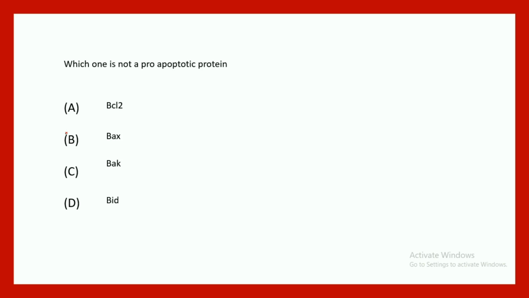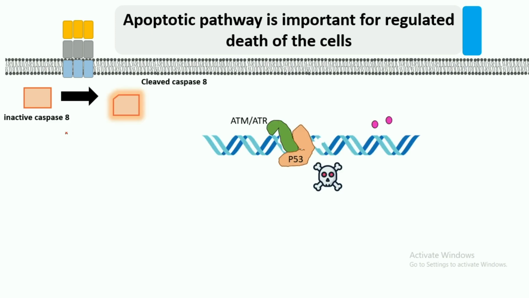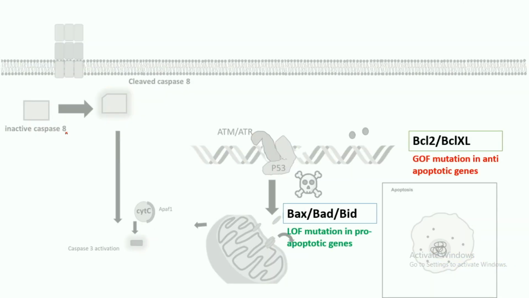Then which one is not a pro-apoptotic protein? That means which one of these proteins does not lead to apoptosis directly. So let us review the process of apoptosis. Apoptosis can take place by external signal or internal signal. You can see here apoptosis undergoing by cleavage of caspase 8, or there could be DNA damage which might lead to pore formation in the mitochondria, and here come BAX, BAK, BID, all of these proteins actually help to form pores in the mitochondrial membrane, which allows leakage of cytochrome C. Now cytochrome C and APAF1 can ultimately activate caspase 3, which is the executioner caspase, and that leads to apoptosis.